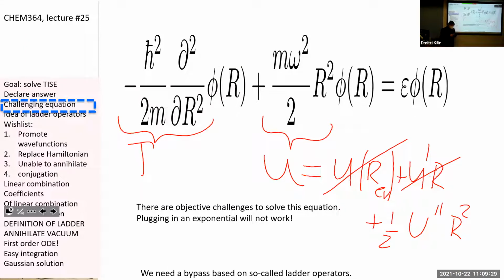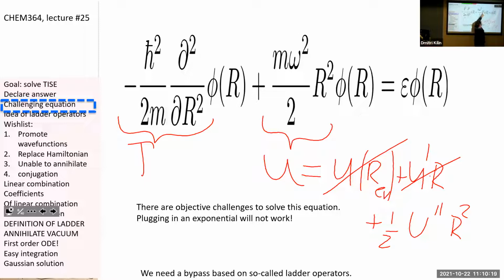So here is the equation that we need to solve. The first term is just the second derivative, which represents kinetic energy. And the next term is potential energy, which is the second power of the elongation. We got it last time by expanding the potential energy surface in the vicinity of equilibrium, right?